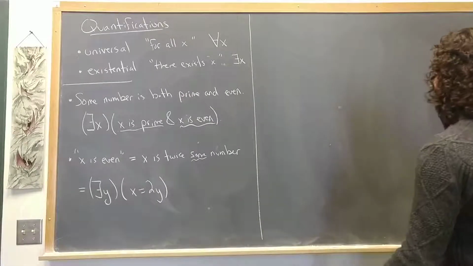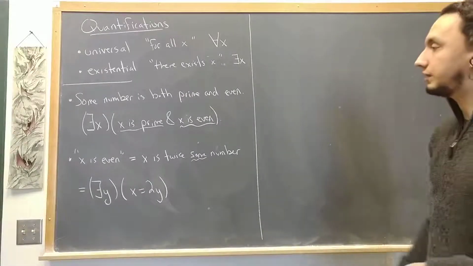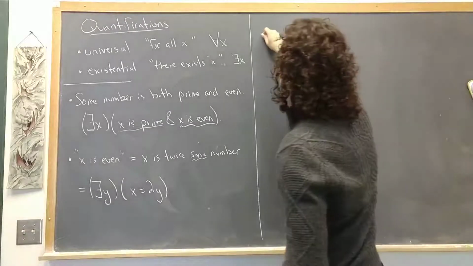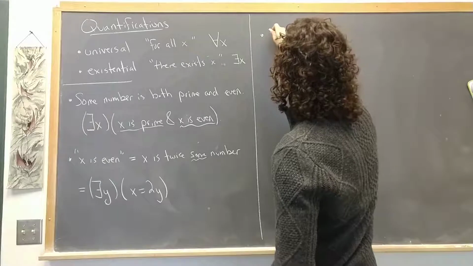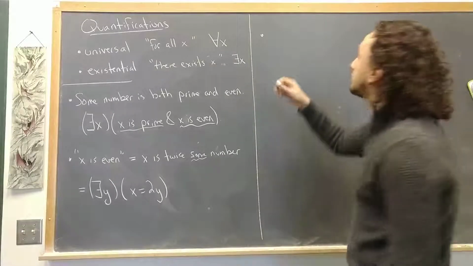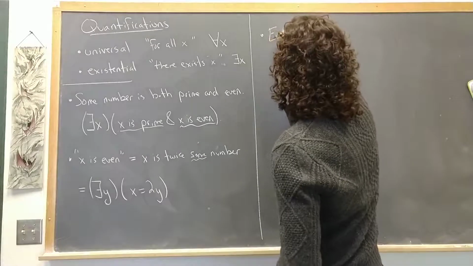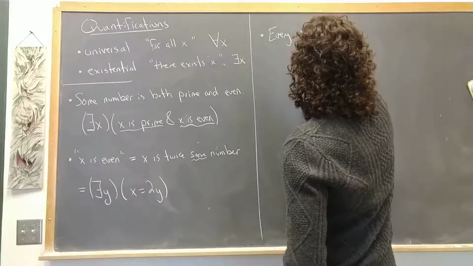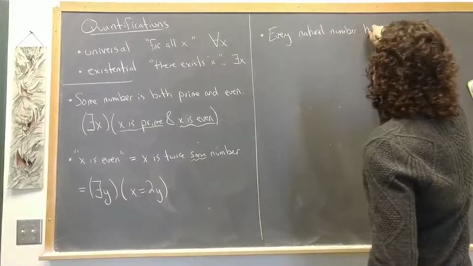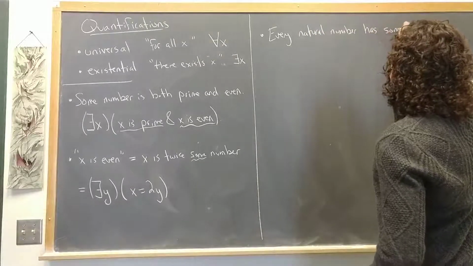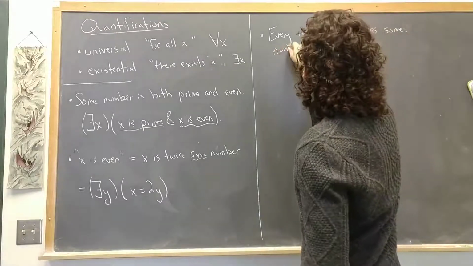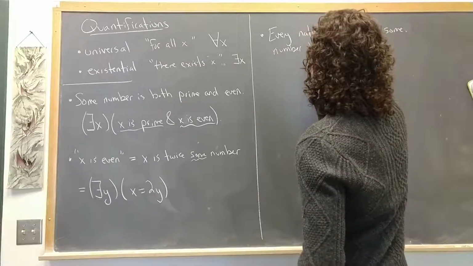Let me end with a couple of examples of having more than one quantifier of different types. So here's a statement in math. Here's a statement about natural numbers. So every natural number has some number bigger than it.